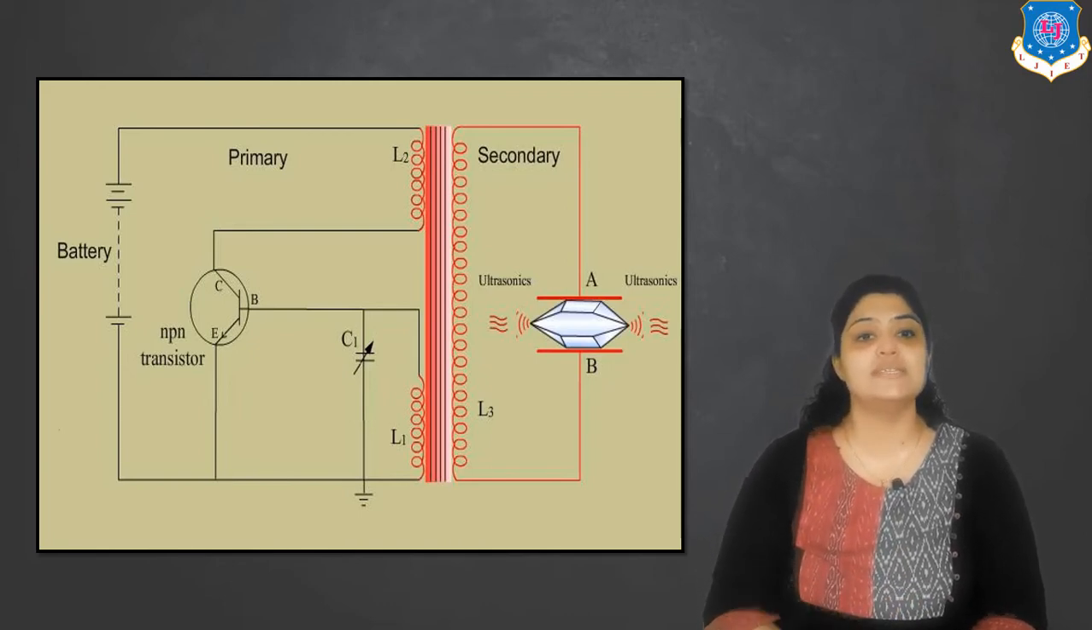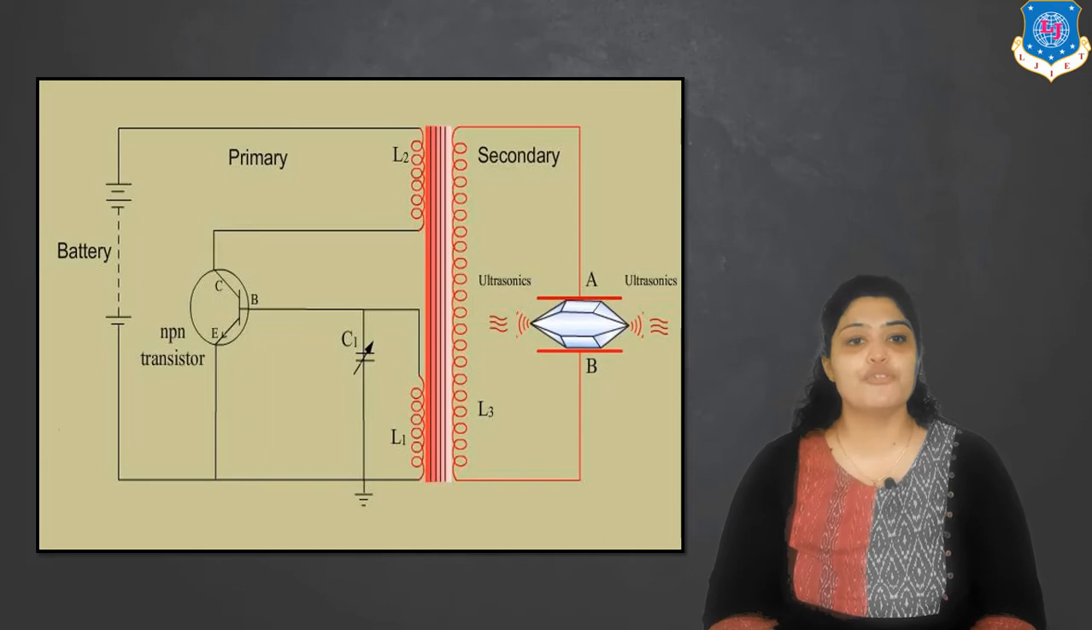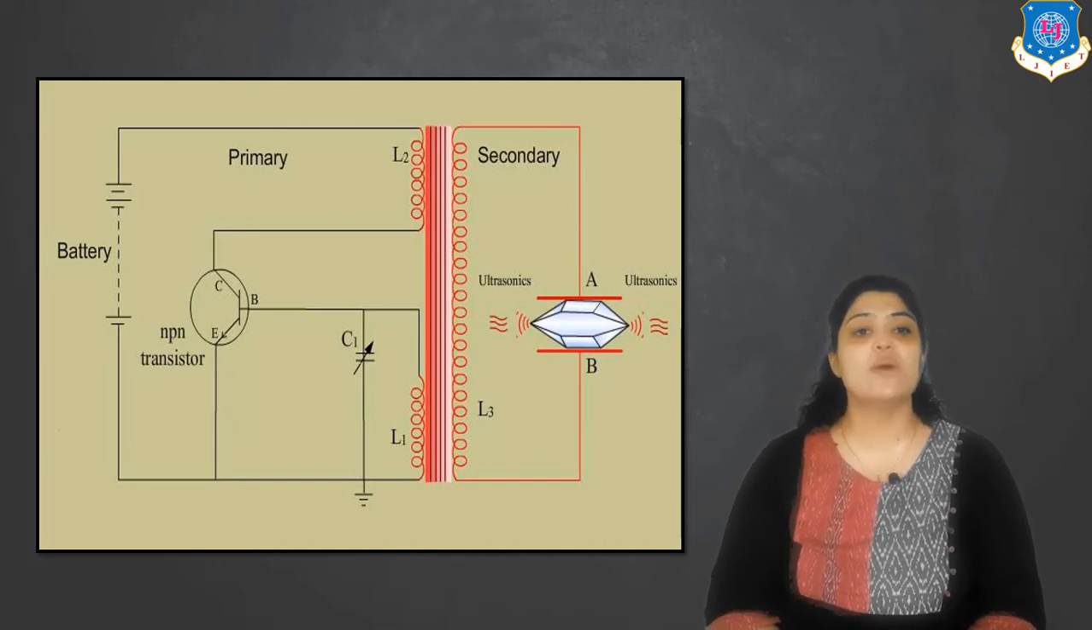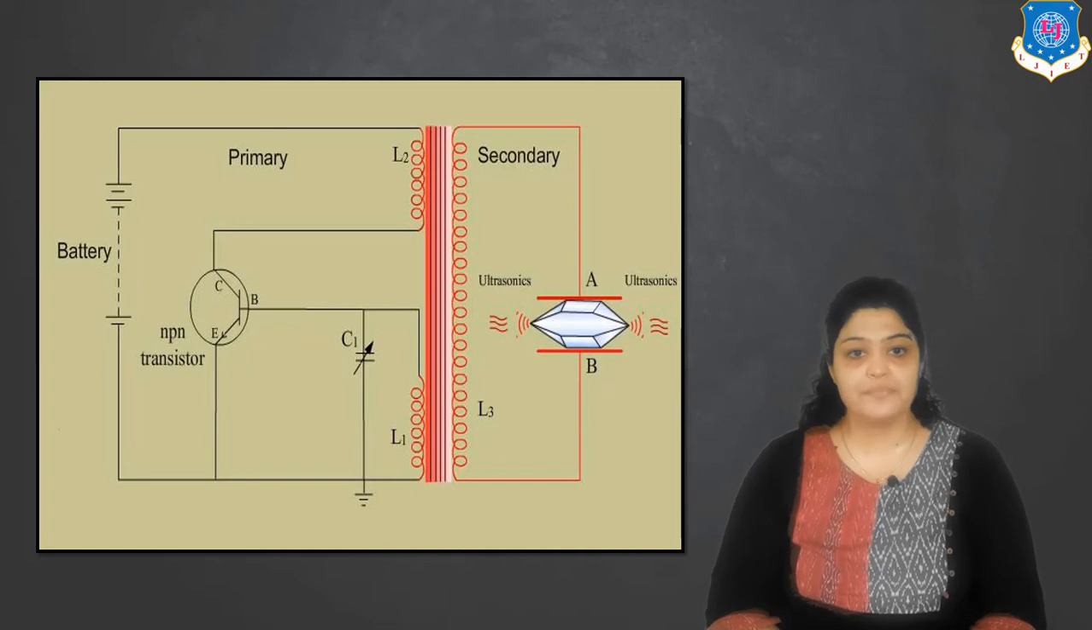electric charge is exerted on the plates AB, leading to corresponding changes in dimensions of the crystal. This gives us the vibrating effect of the crystal, giving us ultrasonic waves. The frequency of these vibrations can be adjusted with the help of the variable capacitor.